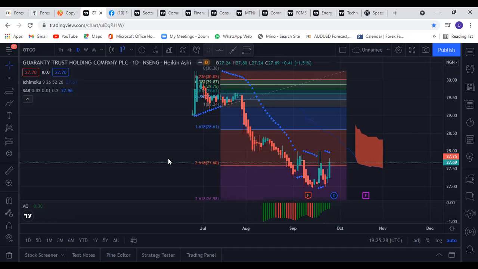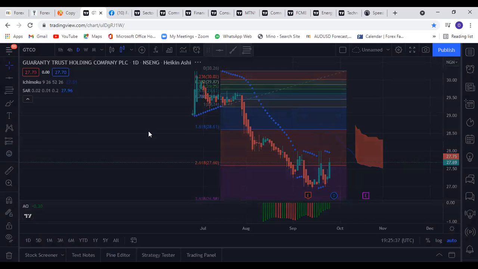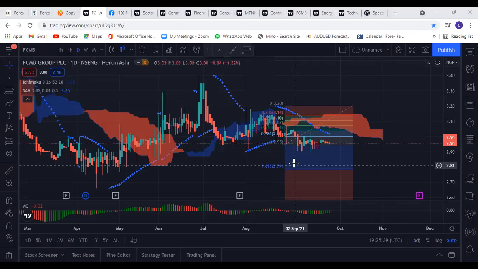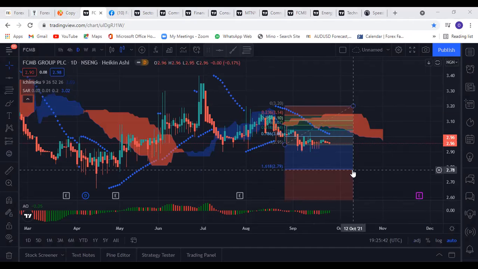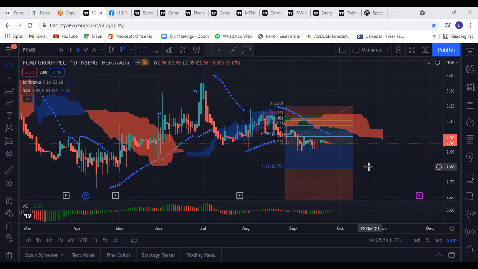Let me see. FCMB. Okay, you can get it around 2 naira 79 kobo. It's trying to respect this level, but I won't trust it. The trend is down. So when the trend is down, you want to buy cheap. You won't come and buy here. You wait for it to fall lower and come and buy at around 2 naira 79 kobo.